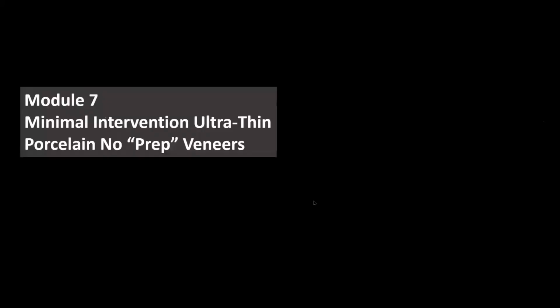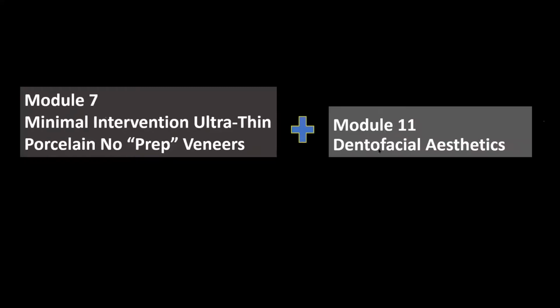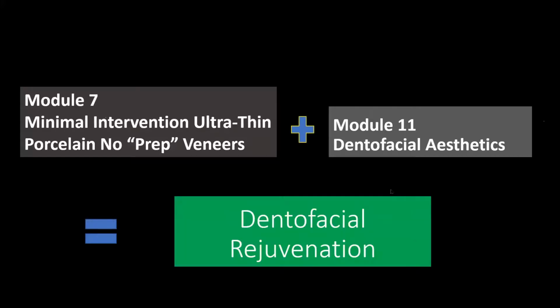Coming back to the same patient. So when we talk about module 7, minimum facial and alpha porcelain veneers, no prep veneers, we add module 11 on dental facial aesthetics. It equals dental facial rejuvenation. And that's what happens when we put things together. But by the time you get to module 7, you learn about the facial aesthetics, you learn about dental aesthetics, you learn how to integrate all.